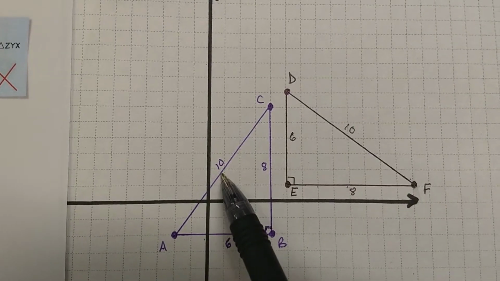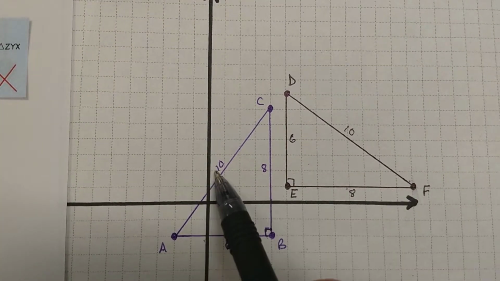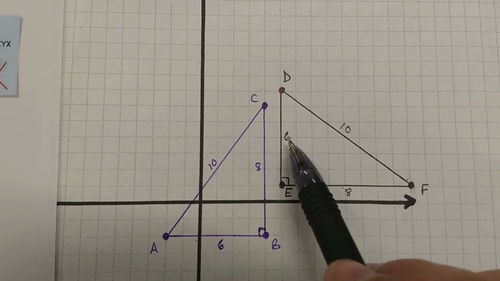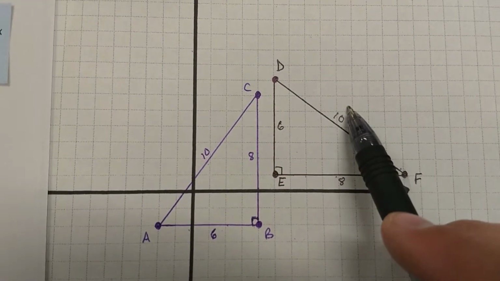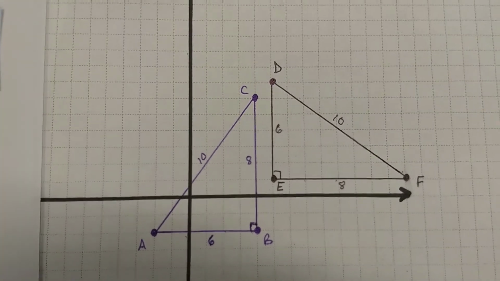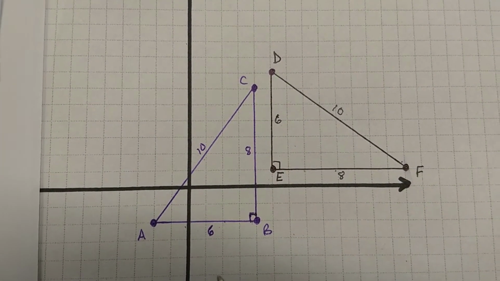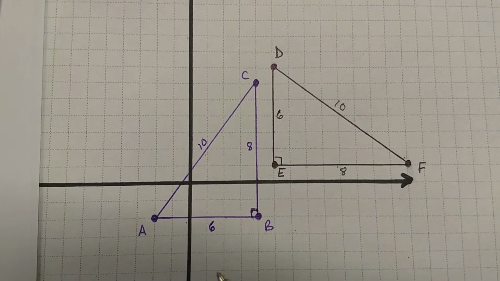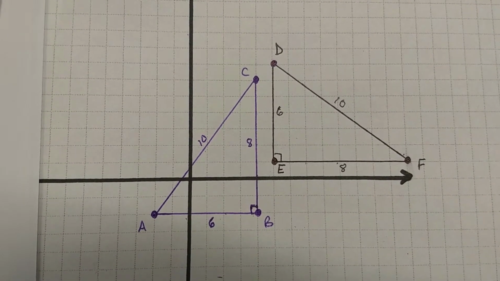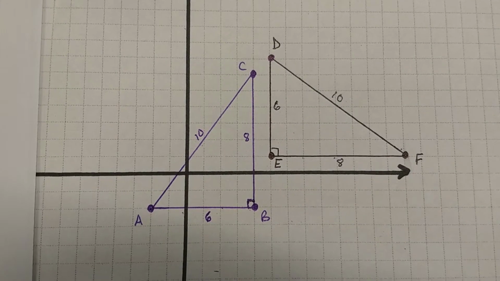And so to find this, it would be 6 squared plus 8 squared equals c squared. And I would have the same thing over here, 6 squared plus 8 squared equals c squared. So you know they'd end up being the same. And so in this case, you've got three sides that are the same. We can say that by side, side, side congruence theorem, the triangle ABC is congruent to triangle DEF.